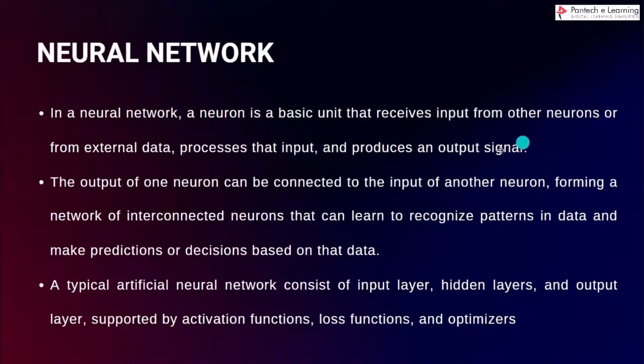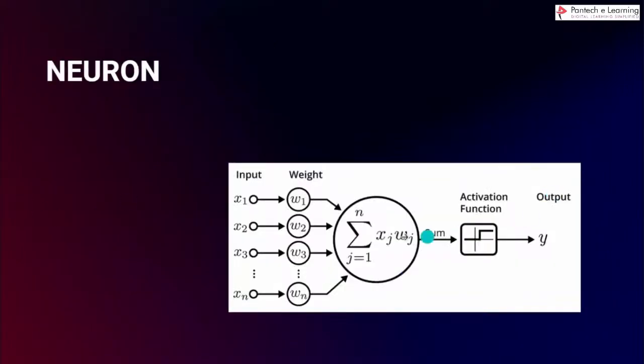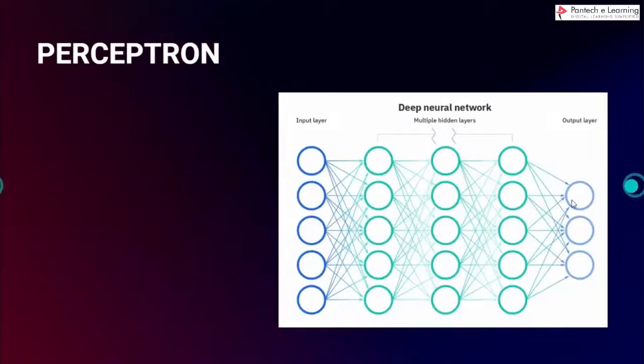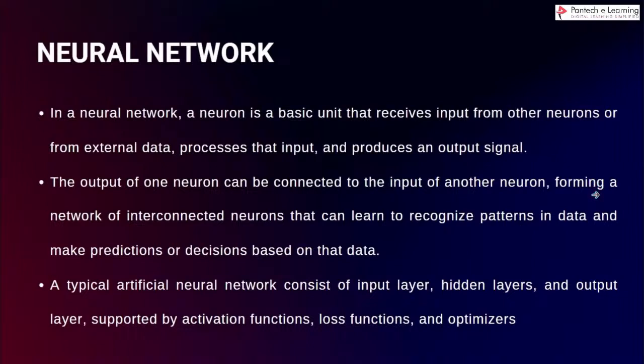And how are they producing the output? Some weight is added, one bias, a constant, is added, and an activation function is added. Which weight and which activation function we'll decide later on. And this is what a neuron will do: get the input, do this process, give the output, and a combination of them will work together. And the output of one neuron can be connected to the input of another neuron. We have seen, right? From one neuron it will go to another neuron, forming a neural network of interconnected neurons that can learn to recognize patterns in data and make predictions or decisions based on that data.